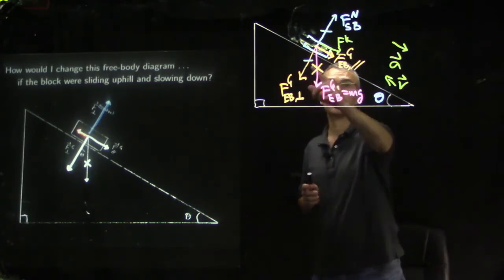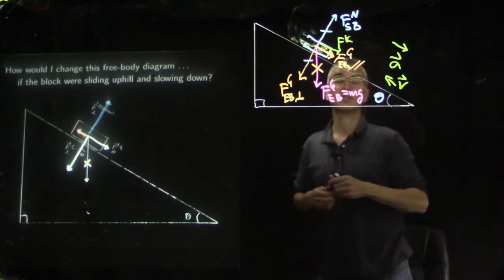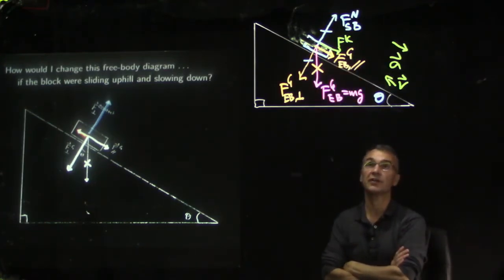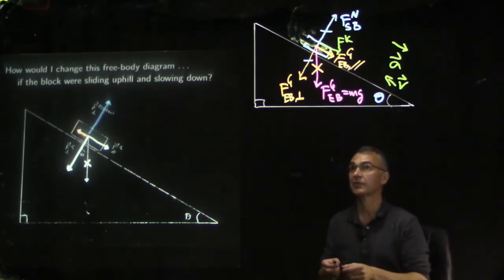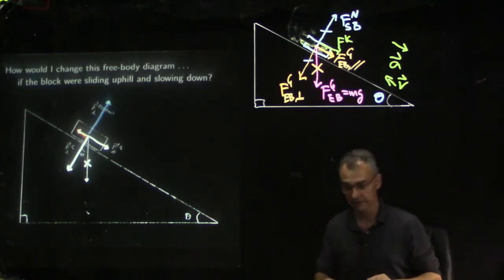So since it's sliding uphill, we have kinetic friction pointing downhill. It's moving uphill, but the acceleration is downhill. So that means it's slowing down. It's sliding uphill and slowing down. I think that makes sense. So kinetic friction would now point downhill instead of uphill.